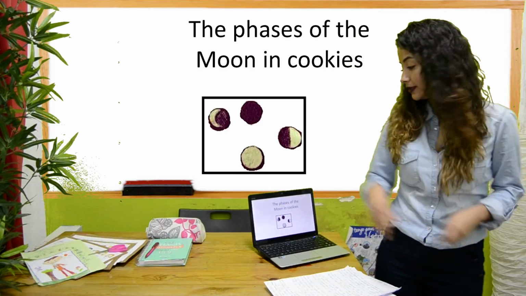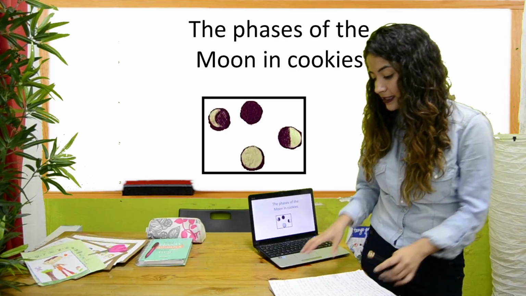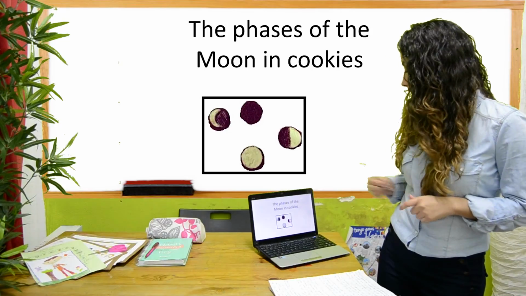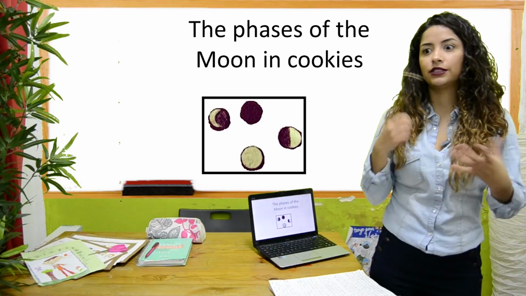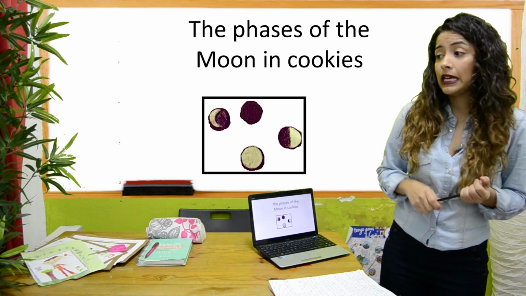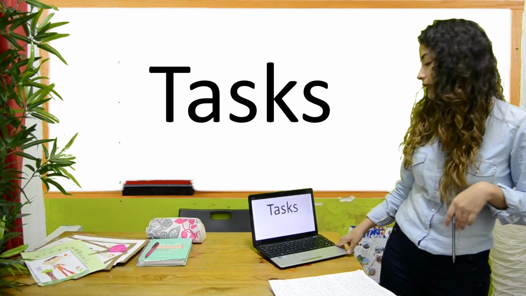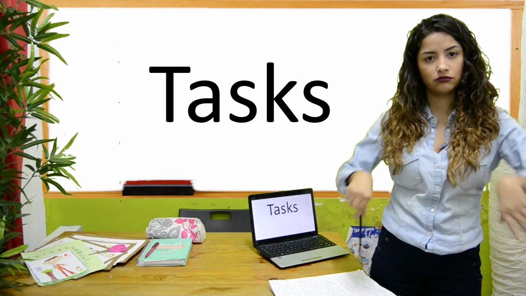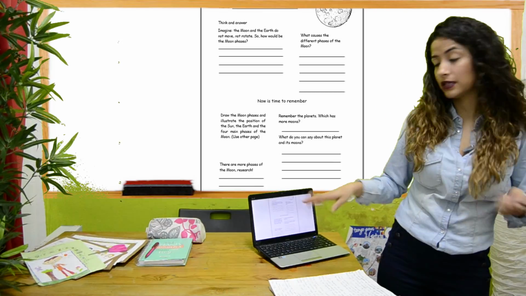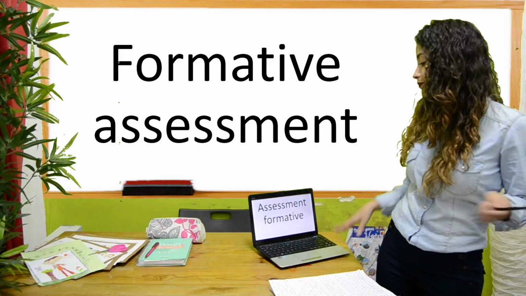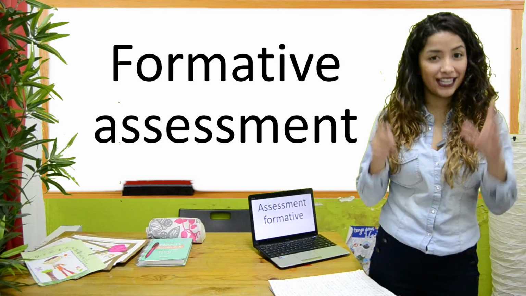To finish the unit, we have two tasks that facilitate writing output for the students. They have to think, imagine, remember, write, research information, read, etc. This task is for the students to reflect on their own learning of all the contents of the unit. This is an example of this task. To finish this presentation, I'm going to speak about the assessment.